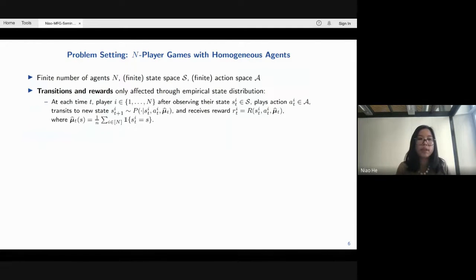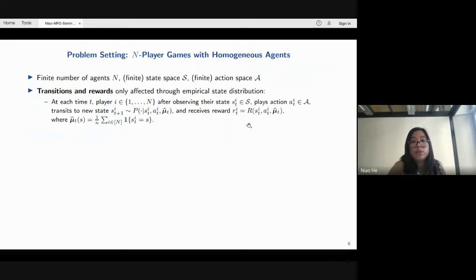So more specifically, at every time t, a player i observes some state s_t^i, and then it will decide to play some action a_t^i. i denotes the different agent, and t is the timestamp here. This will trigger a transition to a new state, s_{t+1}^i, for agent i, and that will follow this dynamic P, which solely depends on the current state of agent i, the action that agent i takes, and also the empirical state distribution mu hat_t here.